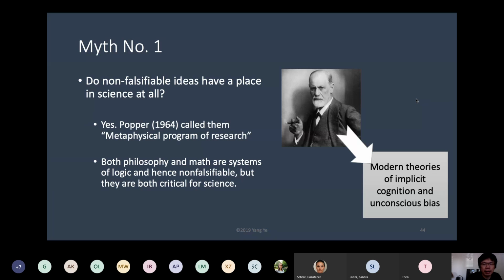Okay? For example, Freud came up with these ideas about subconsciousness, ego, and all these psychoanalytical ideas. And none of them are falsifiable. But his ideas helped to give birth to modern theories of implicit cognition and unconscious bias in psychology that are more falsifiable, right? So these ideas themselves are not falsifiable, but they help to create falsifiable systems. And also philosophy and math are both non-falsifiable systems, but they are both critical for science, especially math, right? By giving some kind of a model that science can use.